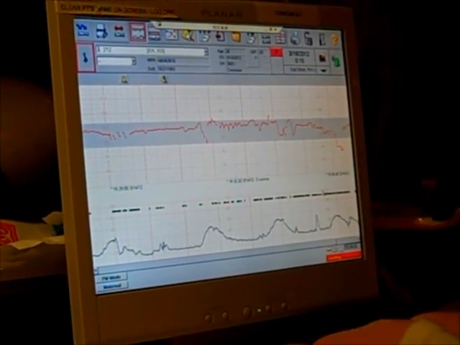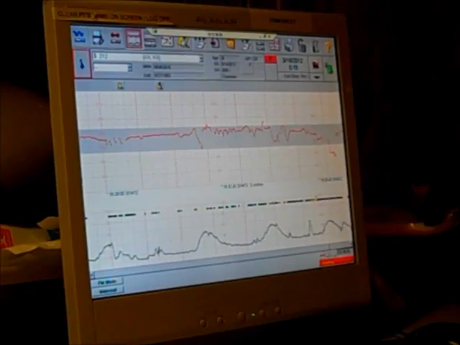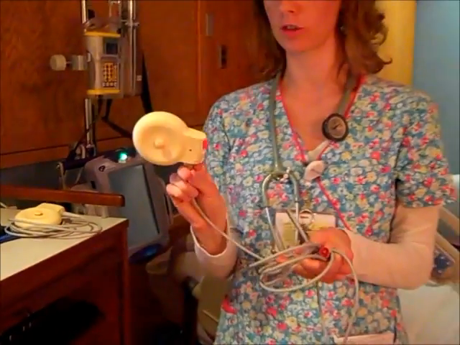There's two very important tools that you'll see in every labor and delivery unit. You'll have something called a TOCO transducer, and this is what measures the contractions. It measures the frequency and the time, how long they last, but it doesn't really tell you how strong they are.